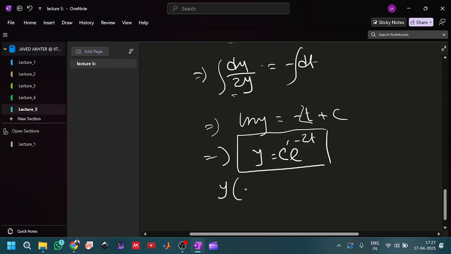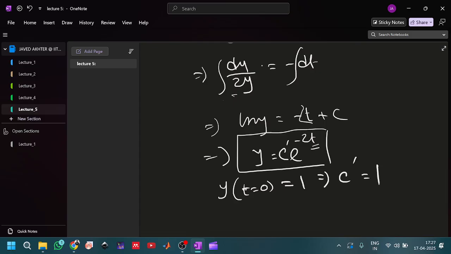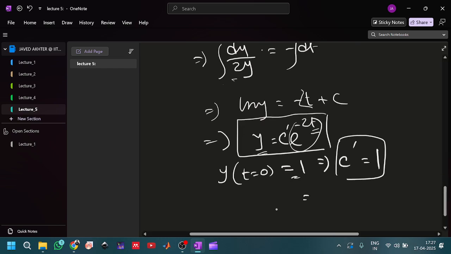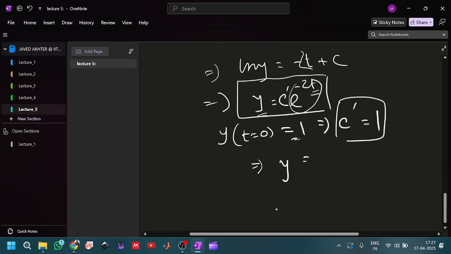And you are given an initial condition, y at t equal to 0 should be 1. So basically c prime should be 1, because e to the power 0 is 1, so this will give you 1, and y is 1. So from that, the c prime you are getting is 1. So ultimately your solution will be y equal to e to the power minus 2t.